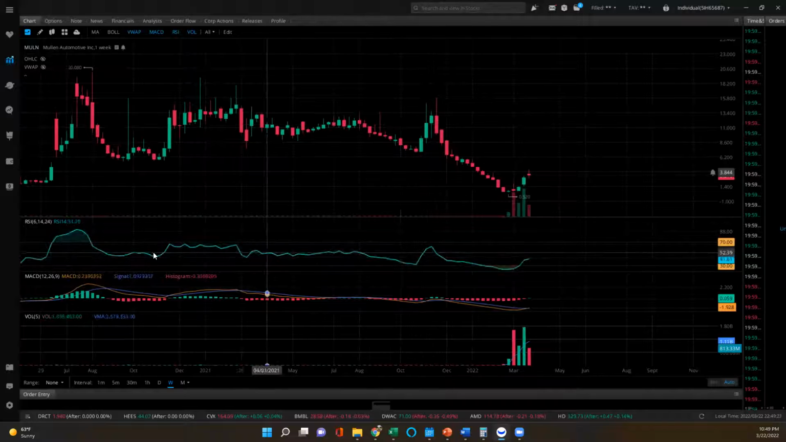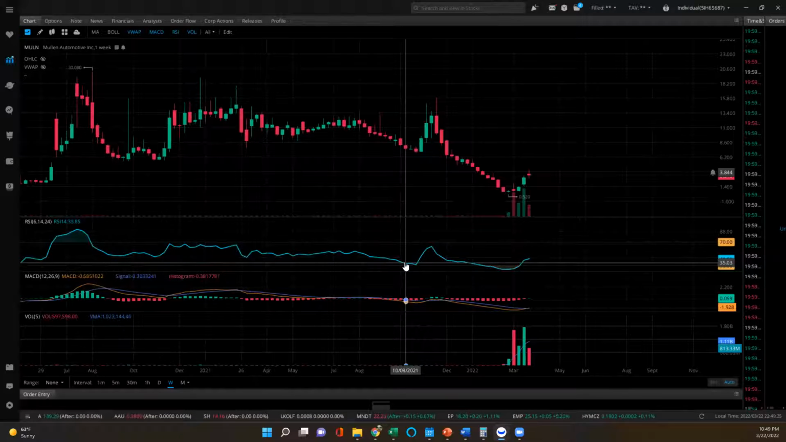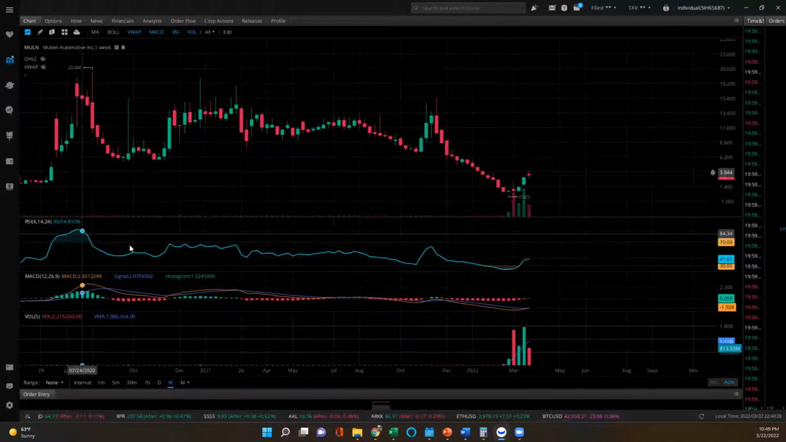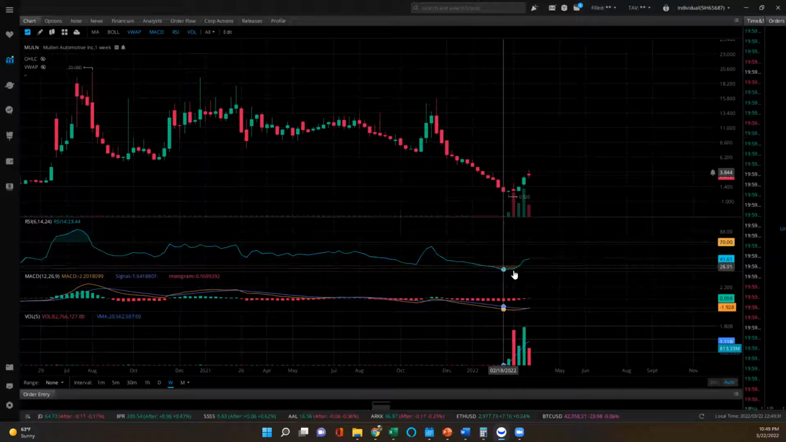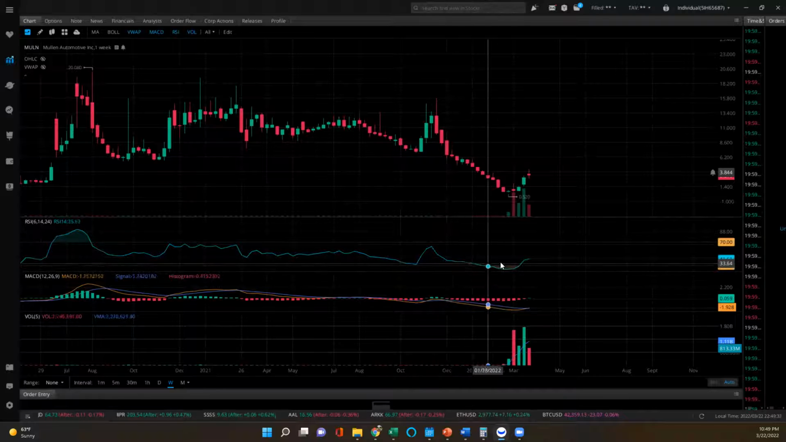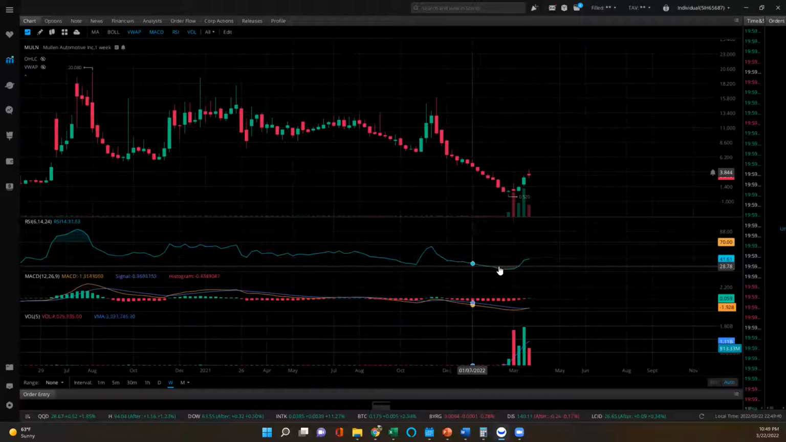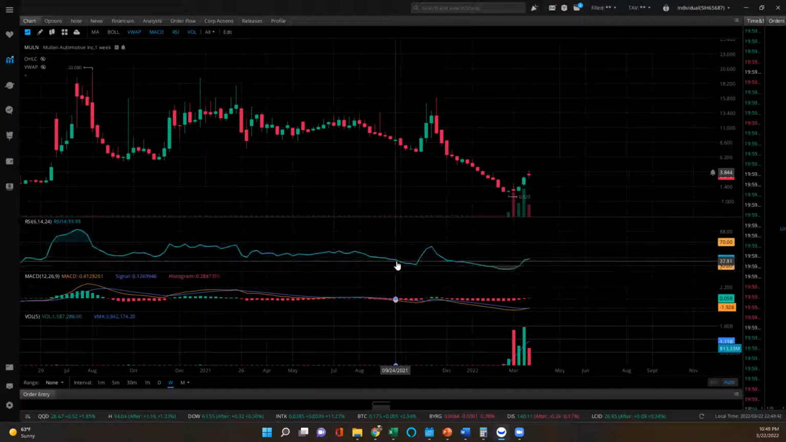And then down here, this indicator shows your relative strength index. So it shows how overbought a stock is and then how oversold. So another bullish thing that I see on this chart is we're bouncing out of this relative strength oversold area, which could give us a nice bounce into the future.